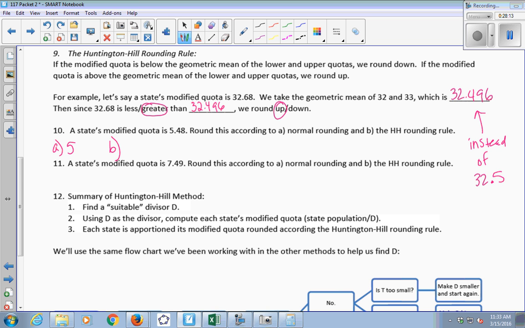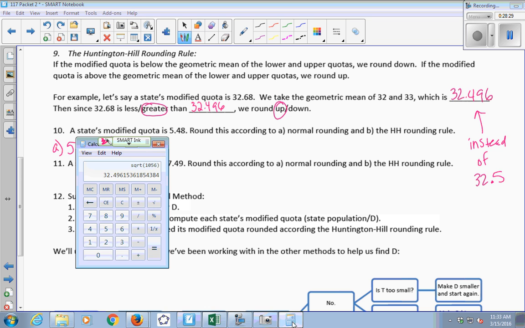But for Huntington Hill rounding, I have to do a little bit of work to figure out which way to go. First, I have to figure out the cutoff. It's not always 0.5. My cutoff of whether to round up or down is the geometric mean of 5 and 6. So let's figure out the geometric mean of 5 and 6. You multiply them together and then square root.